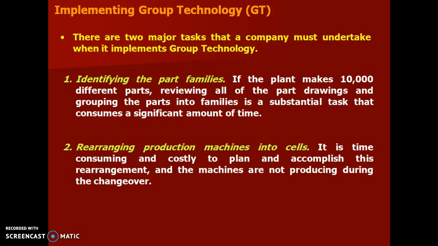Whenever you're going to implement group technology, there are two major tasks that a company faces. The first one is identifying the part families. The second one is rearranging the production machines into cells. For example, if a plant makes 10,000 different parts, reviewing all of the part drawings and grouping these parts into families is a difficult task and it consumes a significant amount of time. Similarly, if you want to rearrange all the machines, then you are not going to produce during the changeover. It will affect the cost.